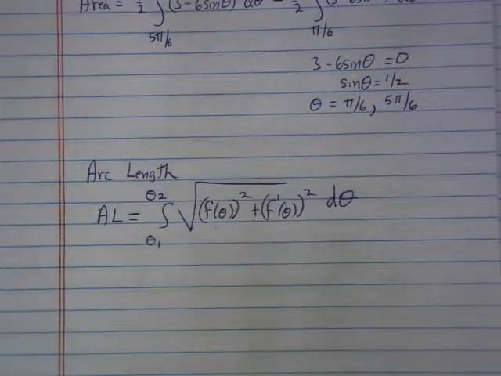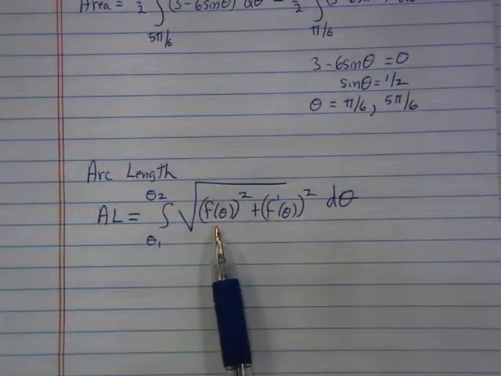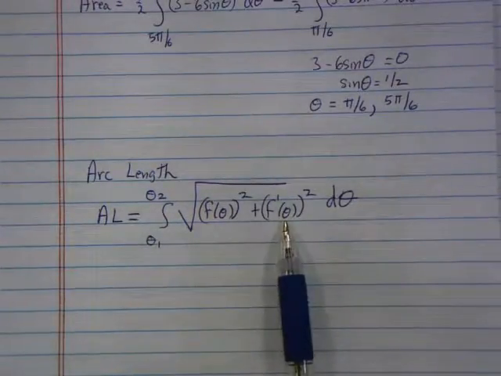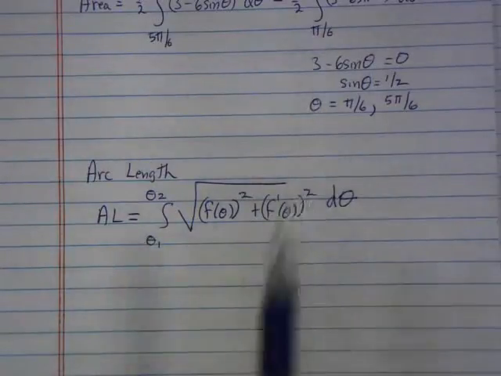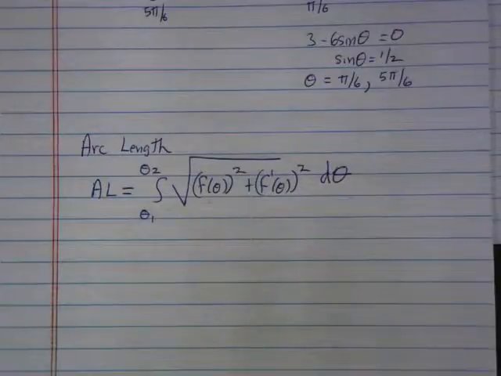So it looks very much like the formula we had in parametric form. The formula we had in parametric form had dy/dt squared plus dx/dt squared, square root of the whole thing. Kind of similar. You've got things squared, you've got a square root. You plug it in, you make it work.